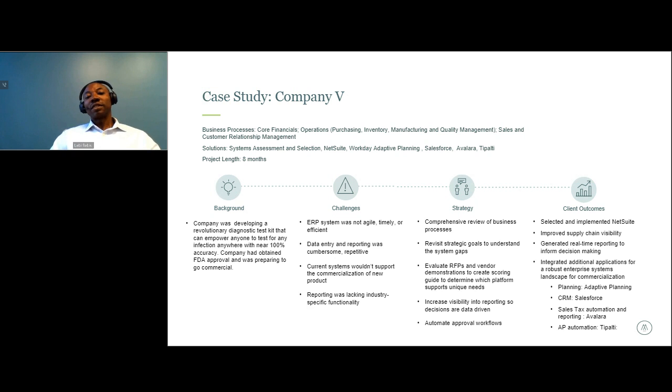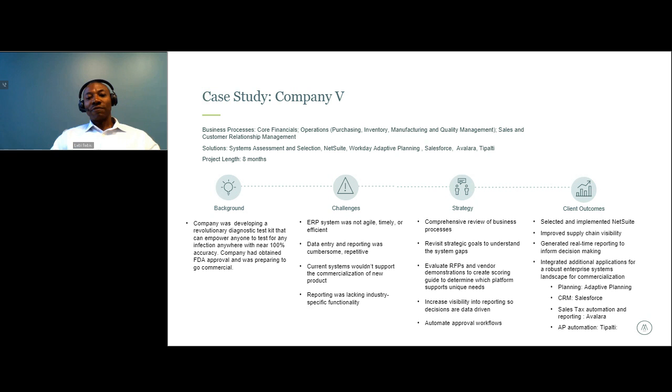So with all this, what were the client outcomes? Company V selected and implemented NetSuite, as I indicated at the beginning. NetSuite emerged out of 5 competing systems, including the existing legacy system. And it was the one that seemed most configurable, scalable, and most cost-effective to support their commercialization needs.